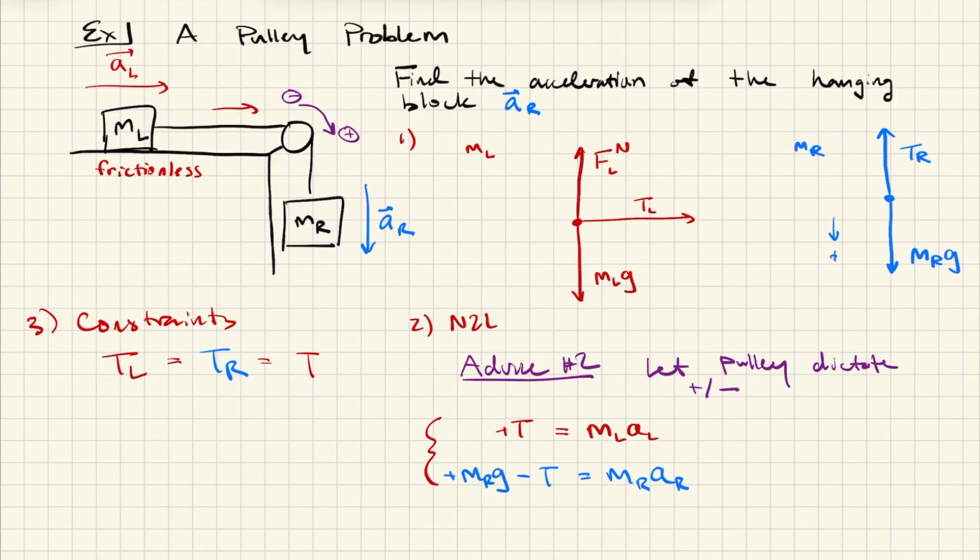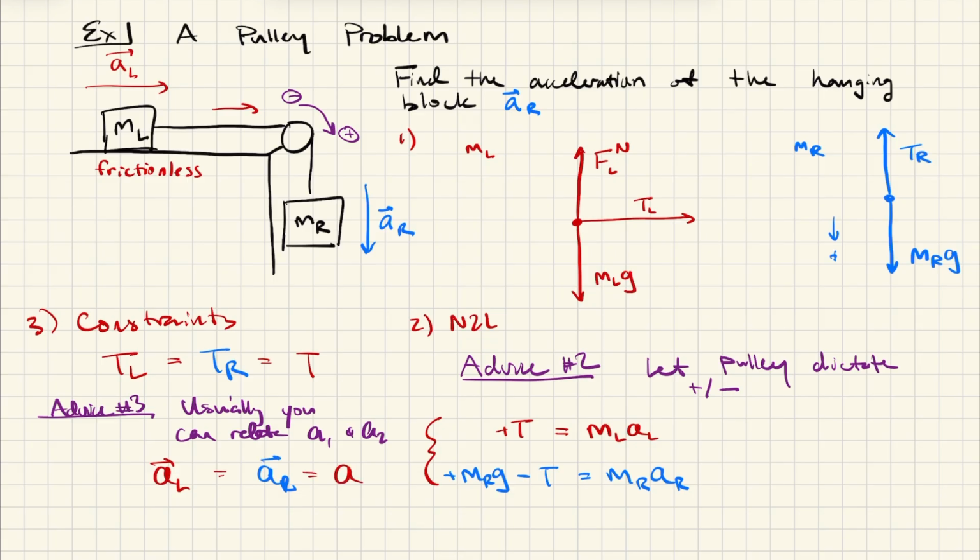The other thing we know about pulleys, and this leads us into advice number 3, is that you can usually relate A1 and A2. Because these things are attached by a rope, the usual rope constraint holds, and we know that the acceleration on the left-hand side has to be the same as the acceleration on the right-hand side, right? We're not bunching up the rope so that one of them moves at a different rate. And so we can write down that AL is also equal to AR. This is really convenient because we can then define just one general acceleration as A, and that'll be the acceleration for both of these objects.